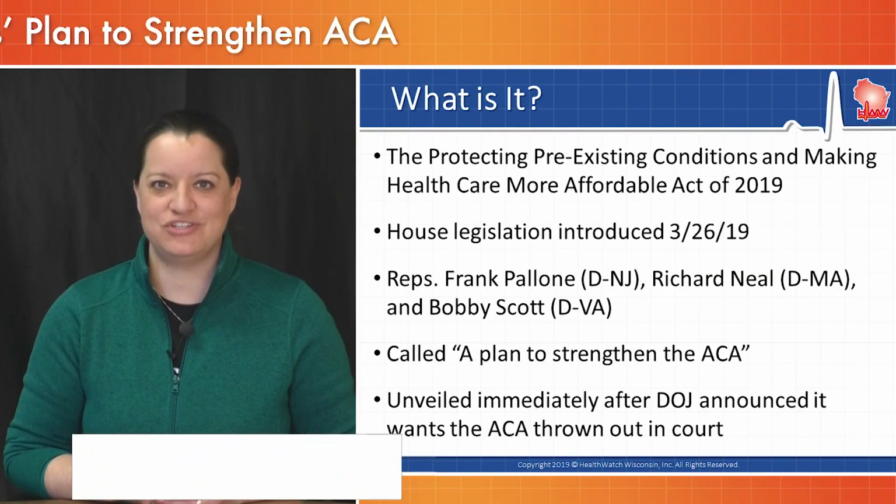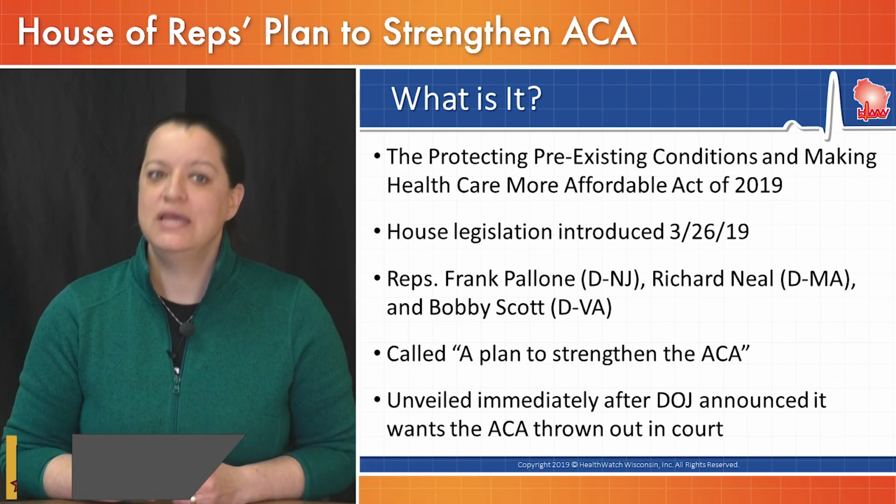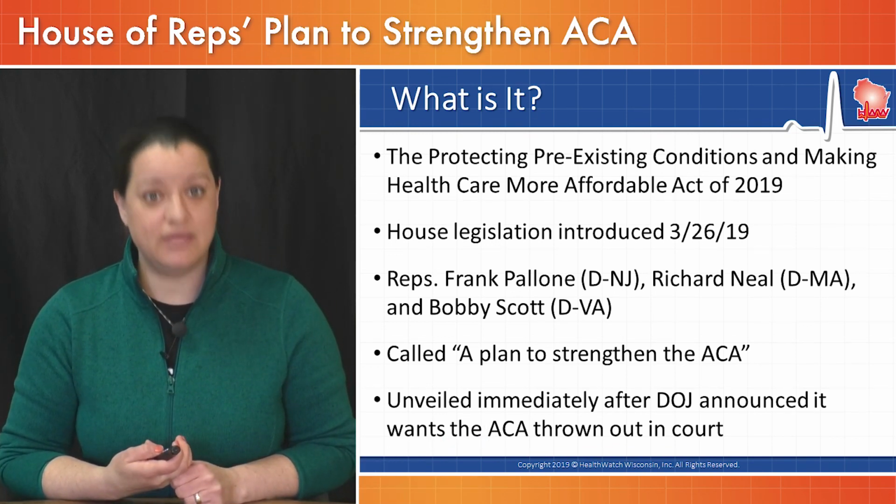The U.S. House of Representatives has introduced a bill to strengthen the Affordable Care Act. It's being called the Protecting Pre-Existing Conditions and Making Healthcare More Affordable Act of 2019. And what it wants to do is right in the title. It's House legislation introduced March 26th by 3 different Democratic representatives. It's called A Plan to Strengthen the Affordable Care Act.